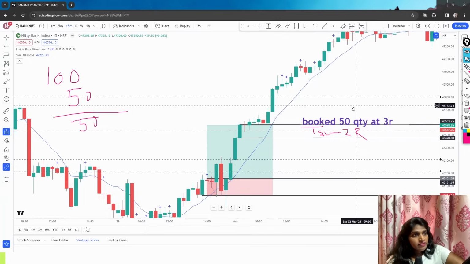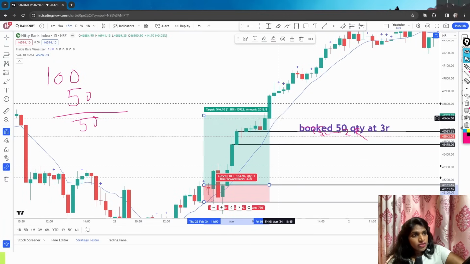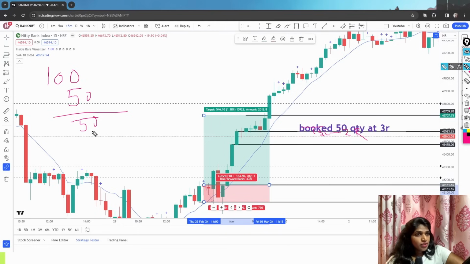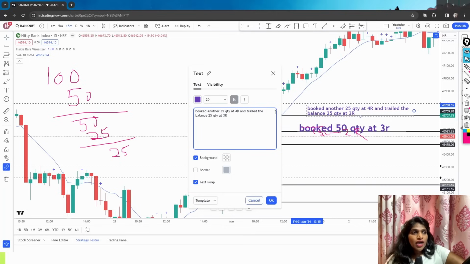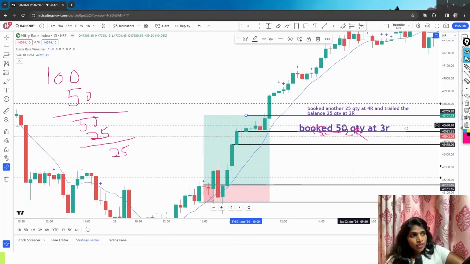Prices never touched this level, and in fact the market even went higher. So now I have to wait for a 4 hour. This is where the 4 hour happened. Just simply mark this level. At 4 hour, I am going to book another 25% of the original quantity, which means I'll book out another 25. What remains is only 25 quantity now. I have written it here that I booked another 25 quantity at 4 hour and trailed the balance 25 quantity at 3 hour. So now my trailing works at 46,583, and I booked out here, and I'm waiting for this SL to get hit. It never did.